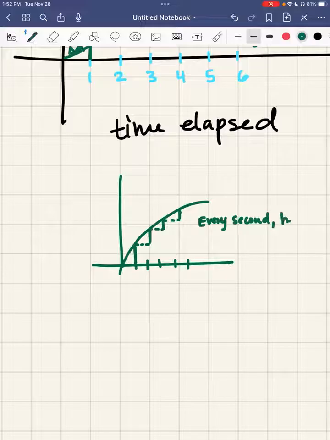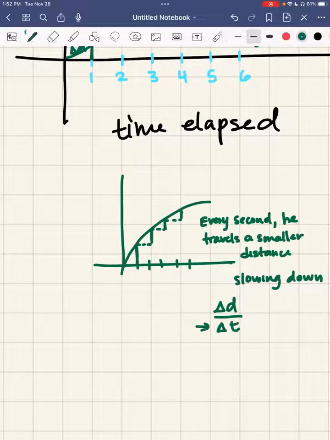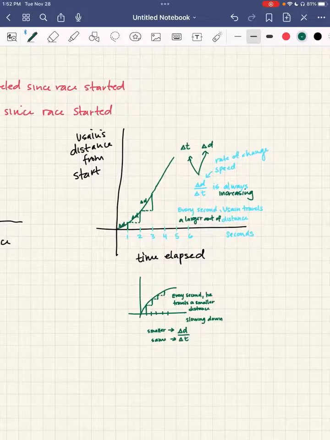So in this situation, we would have said every second he travels a smaller distance, right? And so that would mean slowing down because this ratio is decreasing. This is staying the same, but this is getting smaller. All right, so I think we feel pretty good about this one. Hopefully you do at this point.